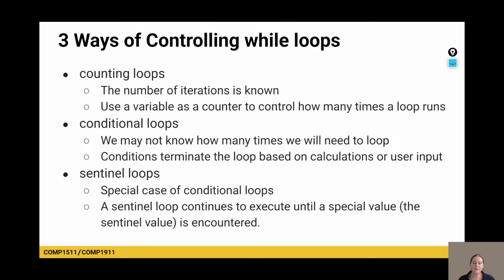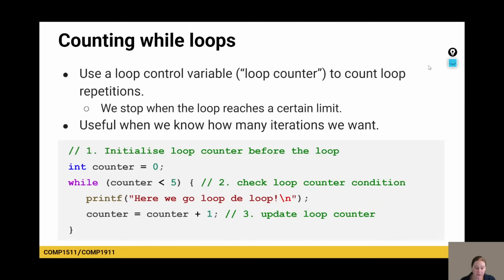Now, the sentinel loop is a special case of a conditional loop. Sometimes we tell the user, type in data, and when you've got no more data to type in, use some special value to let us know you're finished. So we might say, type in numbers and type in a negative number to stop. Or you might be playing a game and typing in AWSD, and when you want to stop the game, you might type in a Q to quit. So it might be a special value to signify, let's stop this loop. I'll show you examples of all these things.